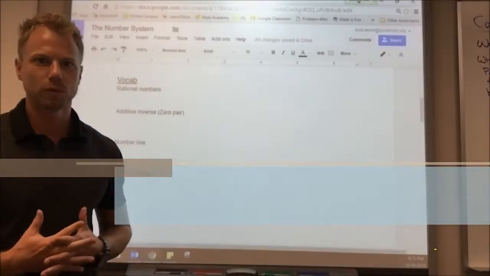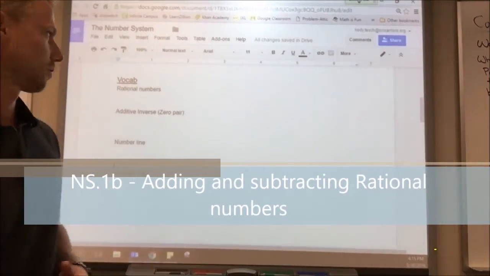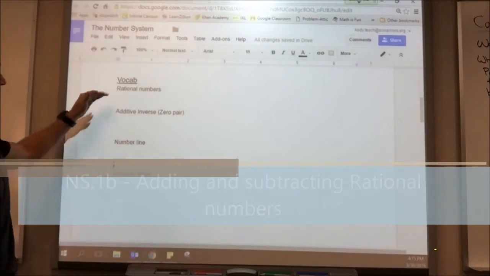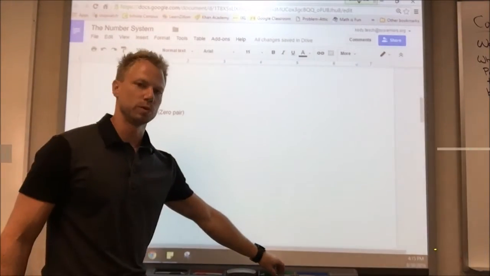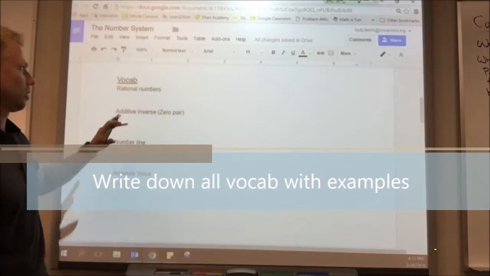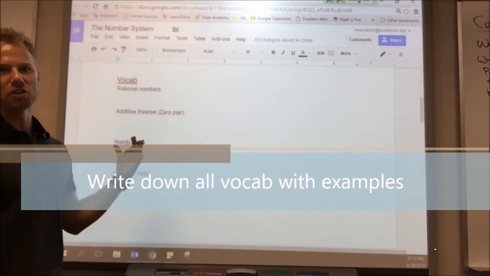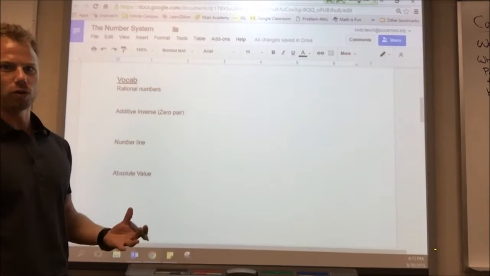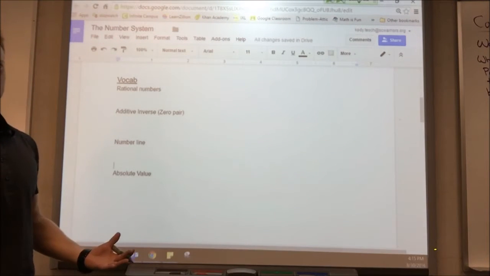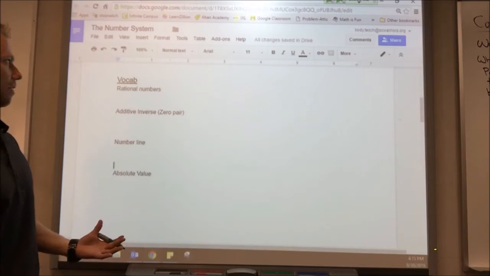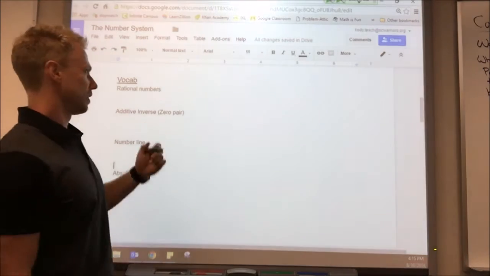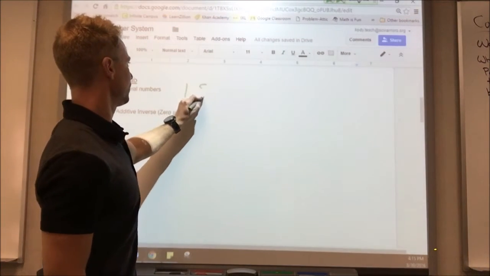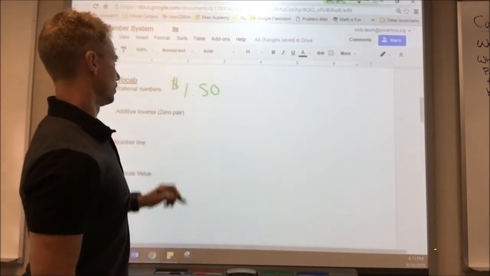Hey, seventh graders, a couple of terms that you need to know as we go on to the next standard. First one is rational numbers. Rational numbers are the numbers that we use most on a daily basis. They could be decimals, whole numbers, fractions, mixed numbers, anything like that. For example, the cost of an item. Let's say it's $1.50. That's a rational number.